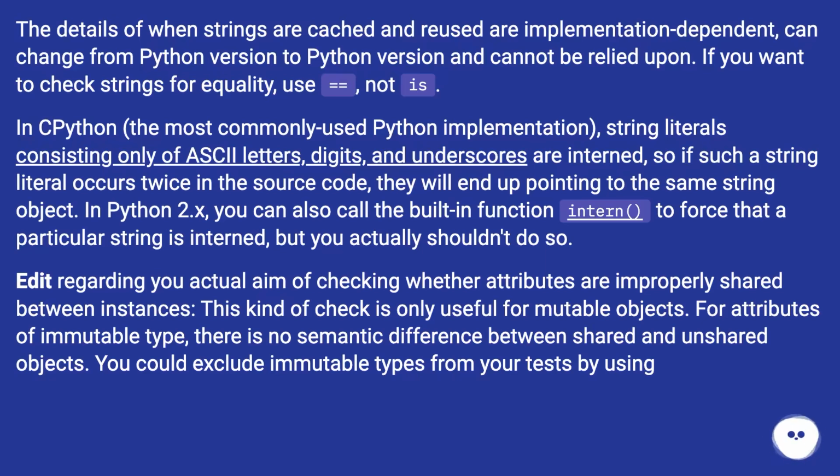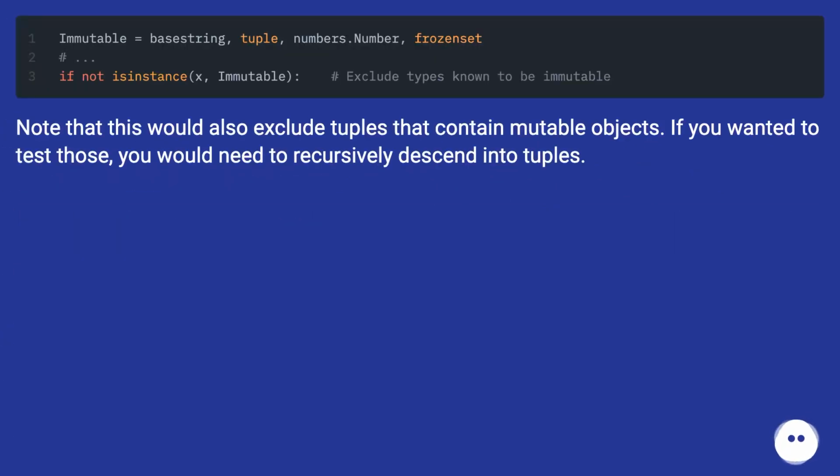Edit regarding your actual aim of checking whether attributes are improperly shared between instances. This kind of check is only useful for mutable objects. For attributes of immutable type, there is no semantic difference between shared and unshared objects. You could exclude immutable types from your tests by using isinstance. Note that this would also exclude tuples that contain mutable objects. If you wanted to test those, you would need to recursively descend into tuples.